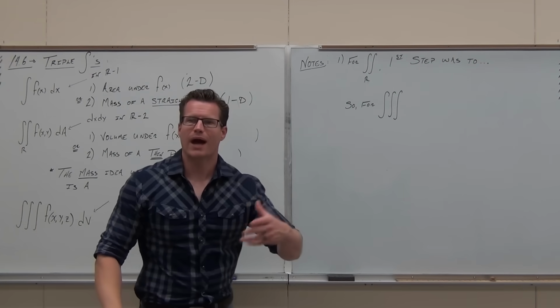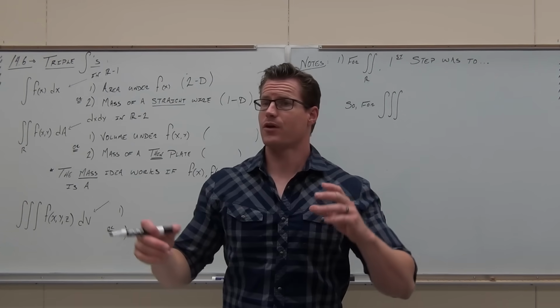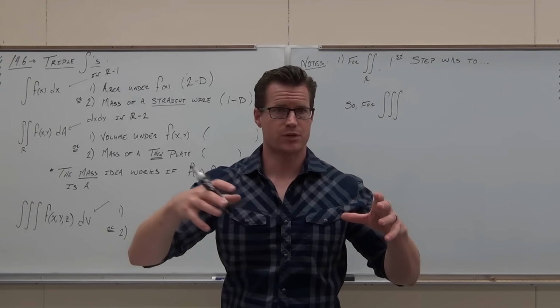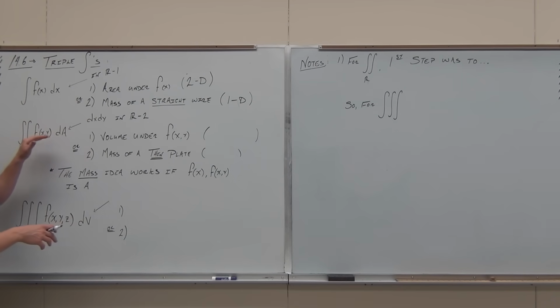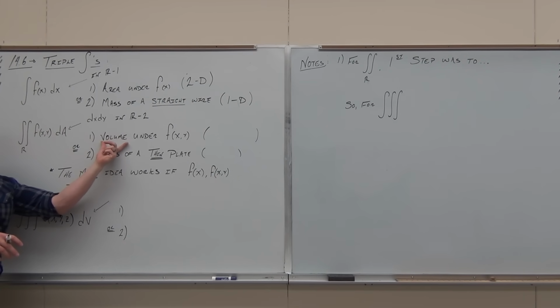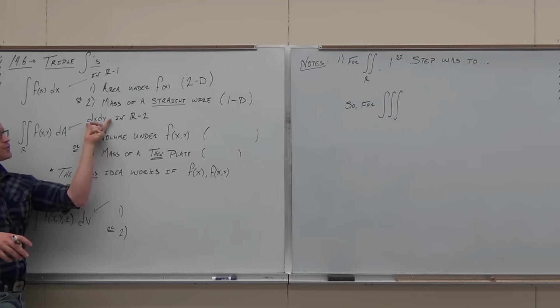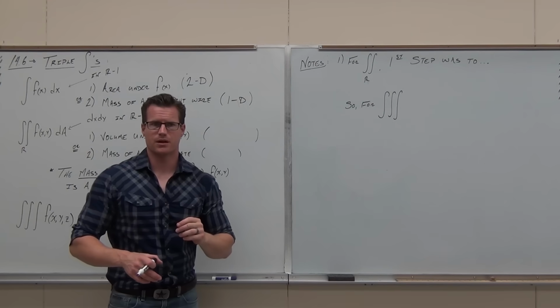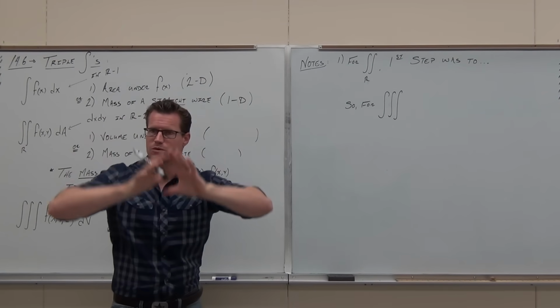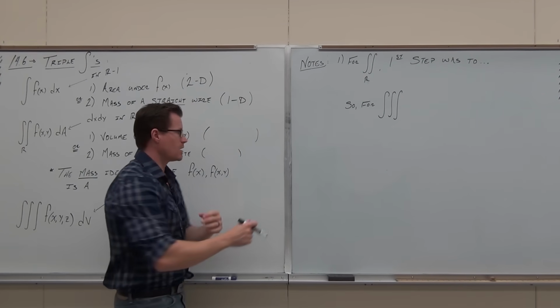And this also had two connotations. From the 14.2 and 14.3 stuff, we learned that a double integral represents the volume under f of x over that two-dimensional region. It was volume over 2D. That was a 3D concept.